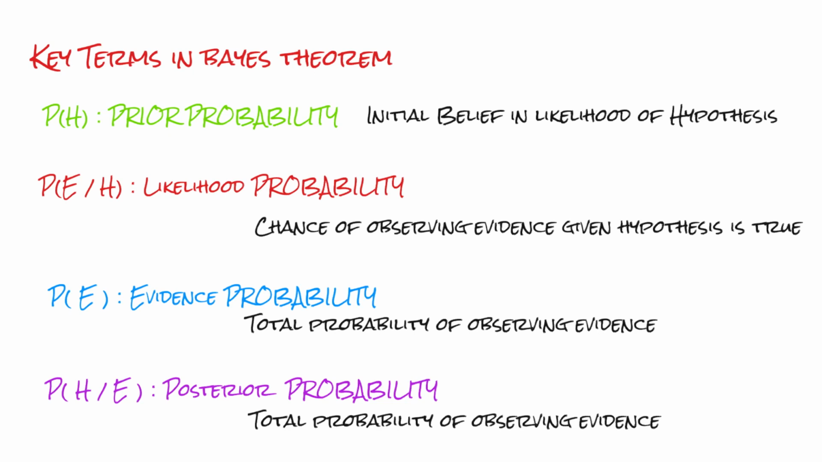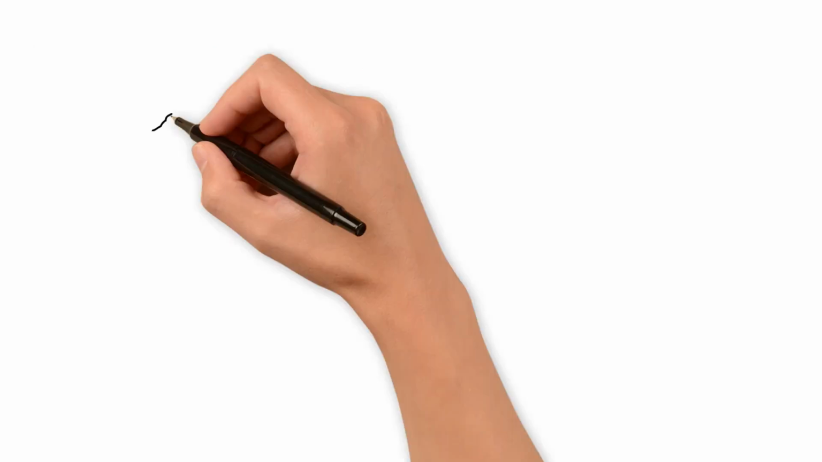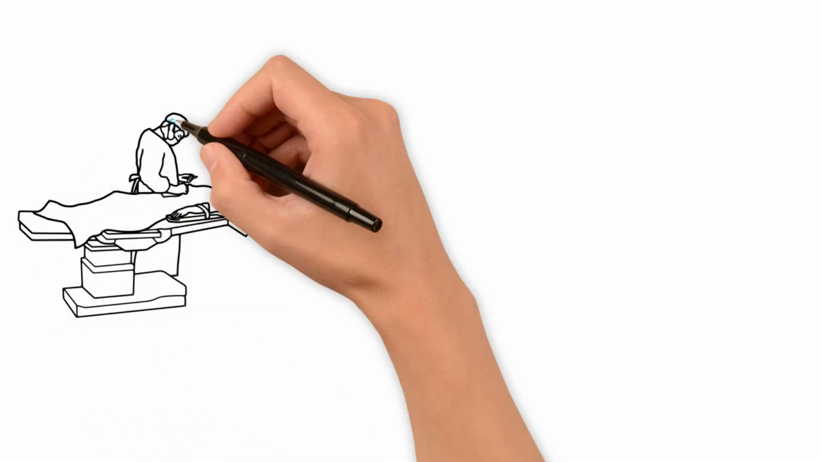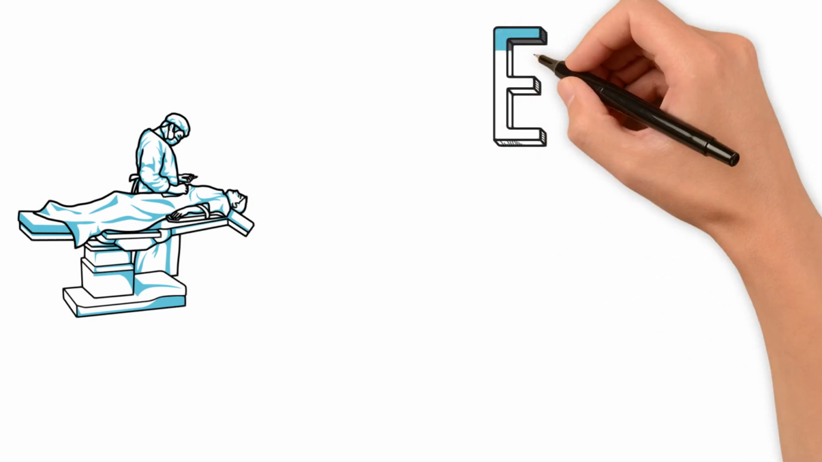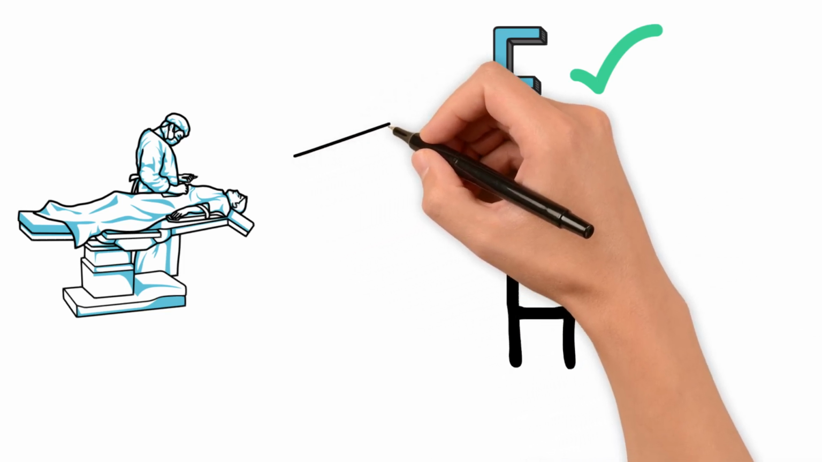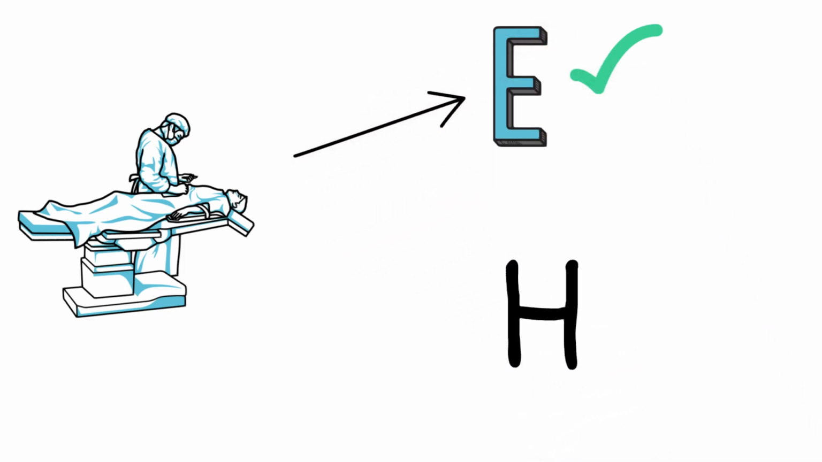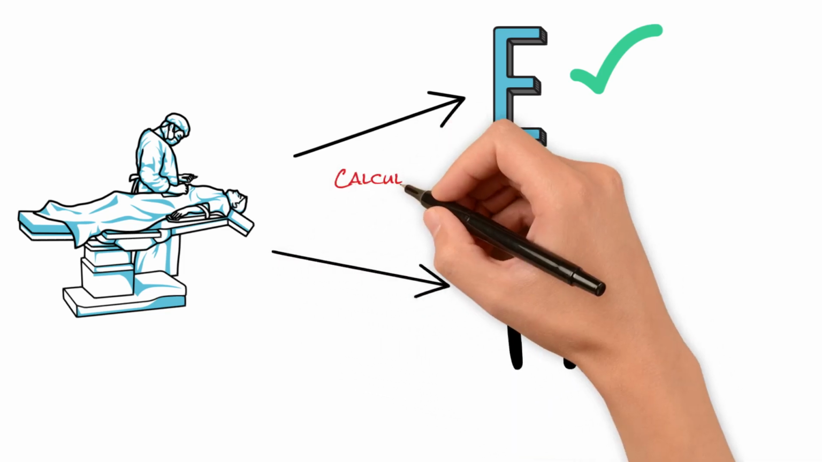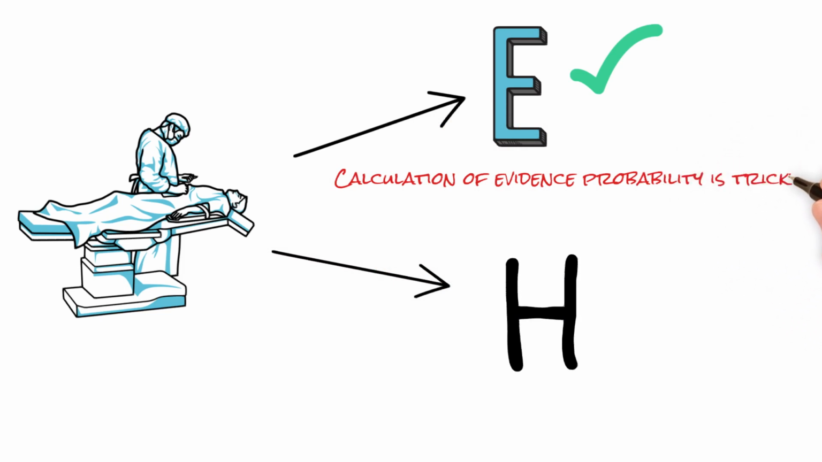Let's now discuss an example on medical diagnosis. Let's apply Bayes' theorem to a practical scenario. Imagine a patient with symptoms E and we want to estimate the probability of a specific medical condition H. We start with our prior belief based on general statistics. We consider the likelihood of seeing these symptoms if the condition is present. The tricky part is calculating the evidence probability, which accounts for all possible causes.